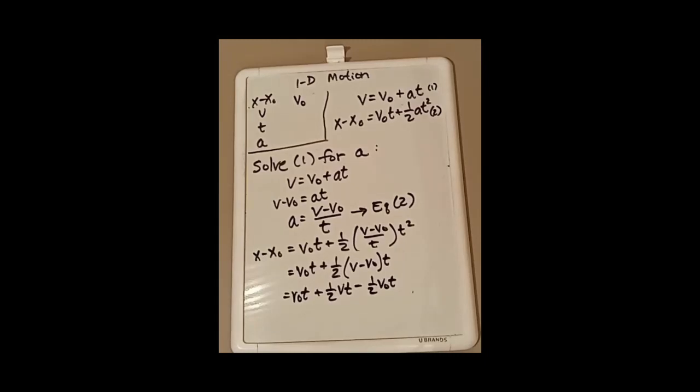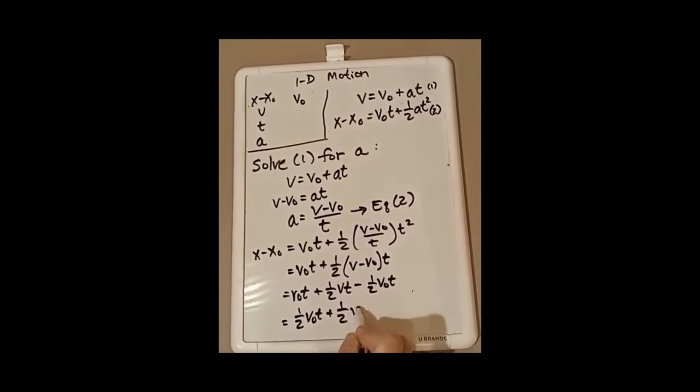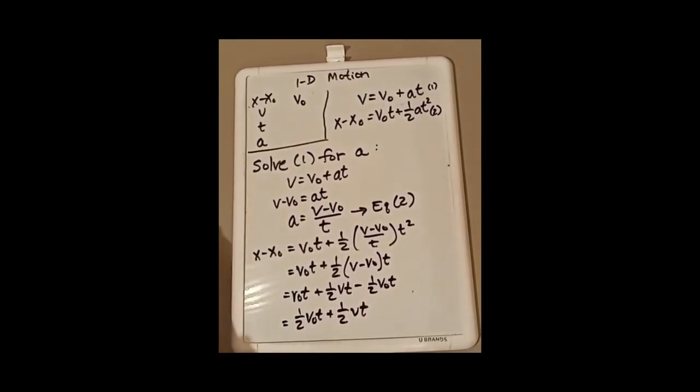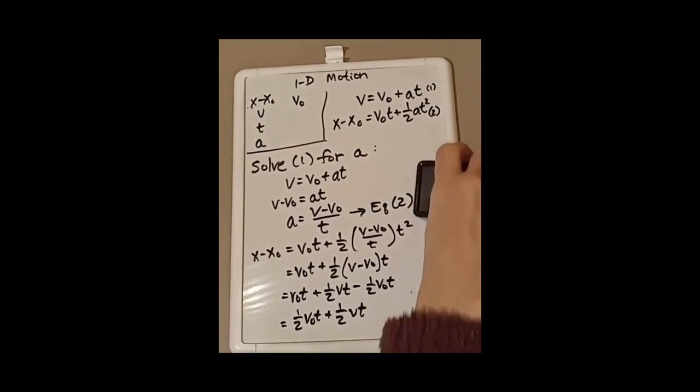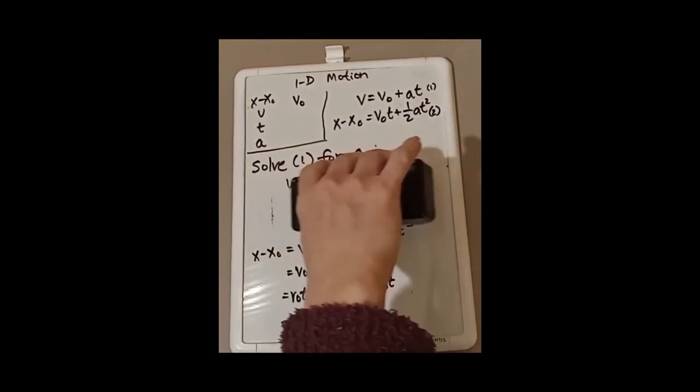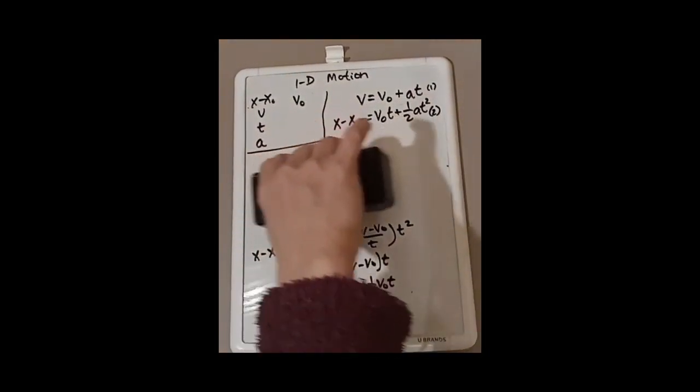Alright, so we have a v naught t quantity here. We have minus 1/2 v naught t here, so we'll combine those, and we get 1/2 v naught t plus 1/2 vt. So we're just going to be pulling out the common quantities there, and again I have to erase this top part here, move right over there.